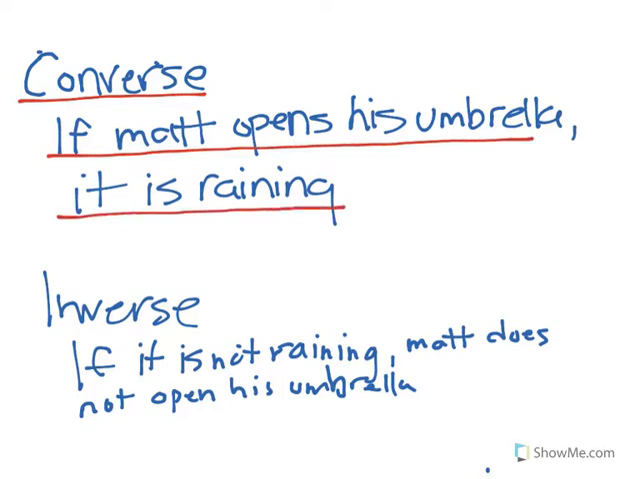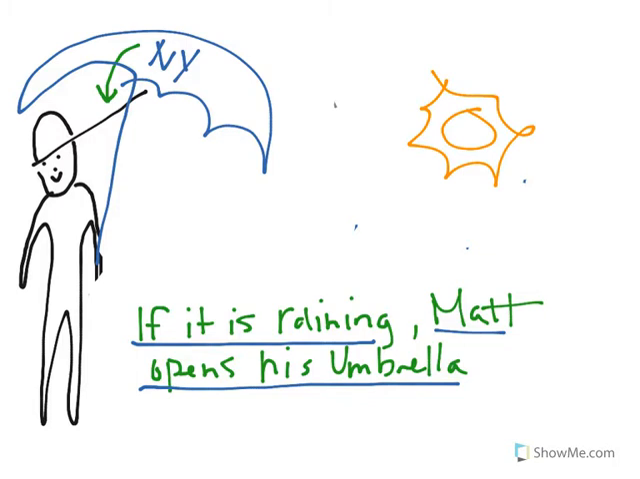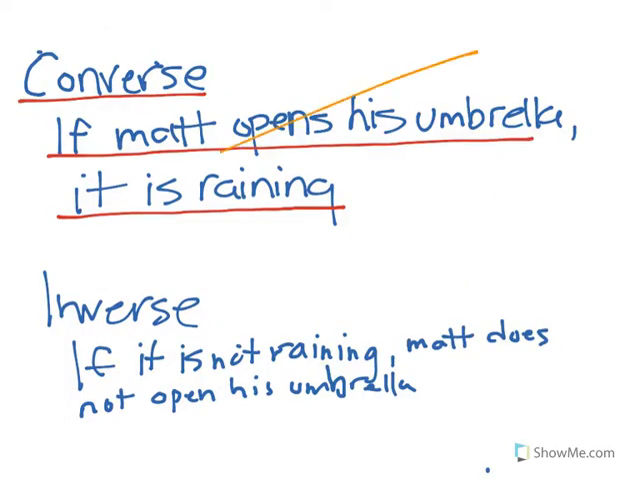Maybe it's a hot sunny day, and Matt's just very concerned about his delicate skin getting sunburned there. So he may open his umbrella. He's still allowed to open it if it's not raining, but if it is raining, then he definitely opens his umbrella. Let's take a look at the other condition. So the converse is not always true.